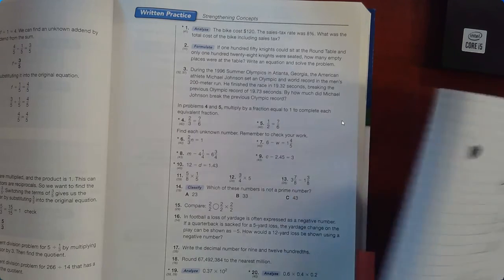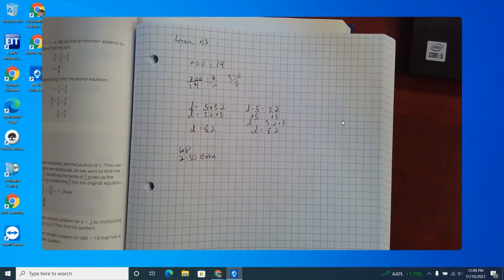All right, and that's that. That's your math for the week. Most of it was probably pretty easy, but this may be the harder part, okay?